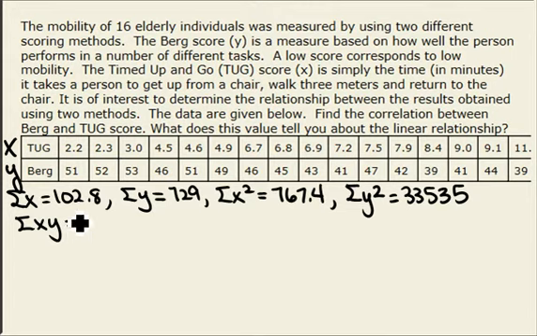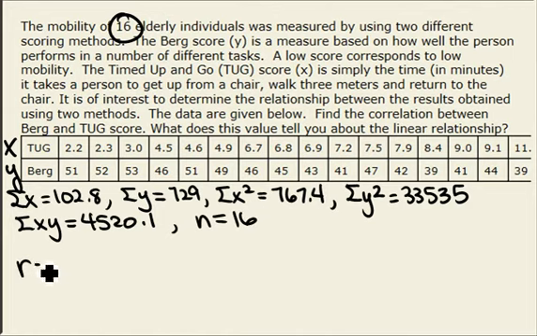So you would take the 2.2 x times the 51 y, and then the 2.3 times 52, 3.0 times 53, multiply all the x's and y's, and then at the end add those all together. And what you should get for that quantity is 4520.1. The last thing that we need is our n, which is the number of data pairs. We're told we have 16 people. We could also count that from the table. So n is equal to 16.